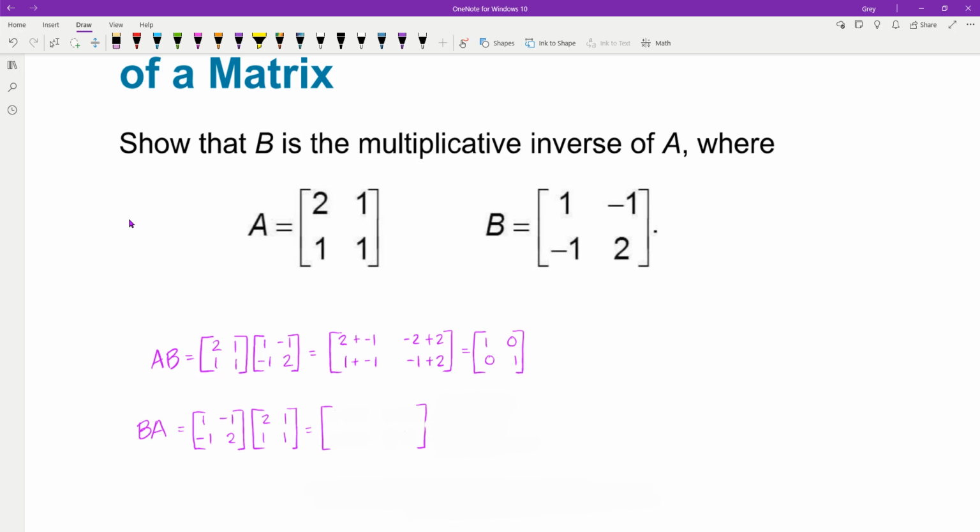So now when I multiply, I've got 2 plus negative 1. And then I have 1 plus negative 1. And then I have negative 2 plus 2 and negative 1 plus 2, which of course simplifies to 1, 0, 0, 1. So yes, we can say that B is the multiplicative inverse of A. And of course they told us to show that, but that's how you do that.